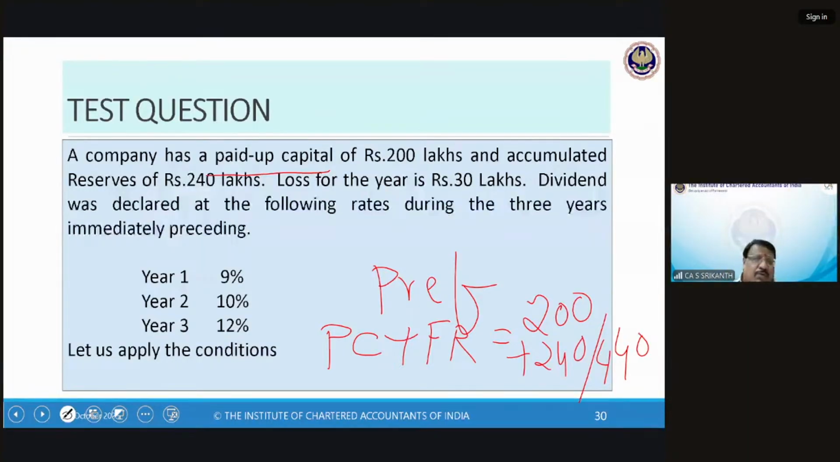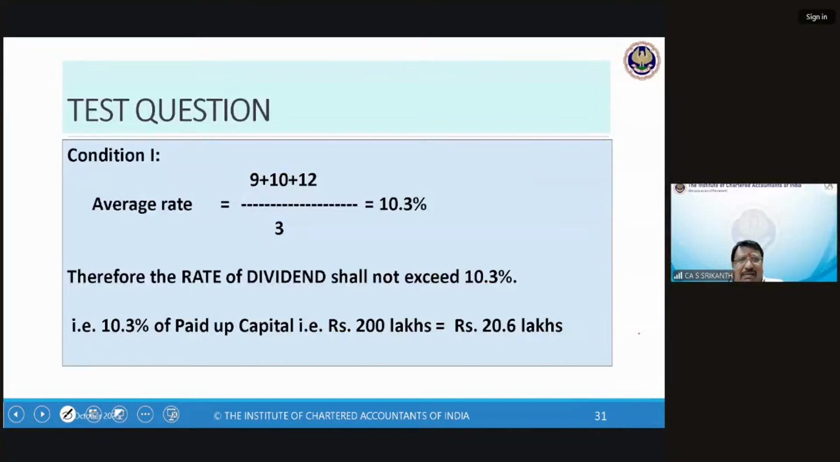Three years they have declared dividend. The average rate of dividend, very odd: 22 plus 9, 31, so I get 10.333 recurring percent. Therefore, the rate of dividend shall not exceed 10.333%, say 10.3% of paid up capital. If I apply 10.3% on 200 lakhs, I get 20.6. So if I want to declare 10.3%, I have to pay 20.6.